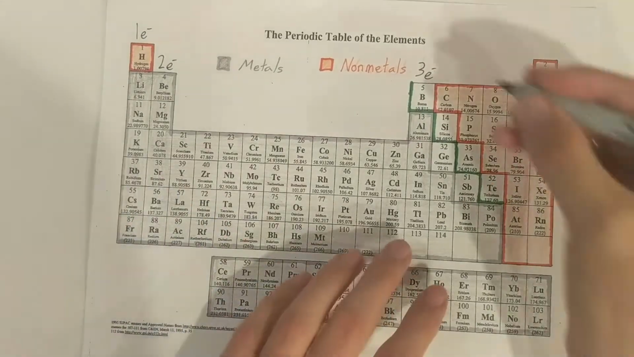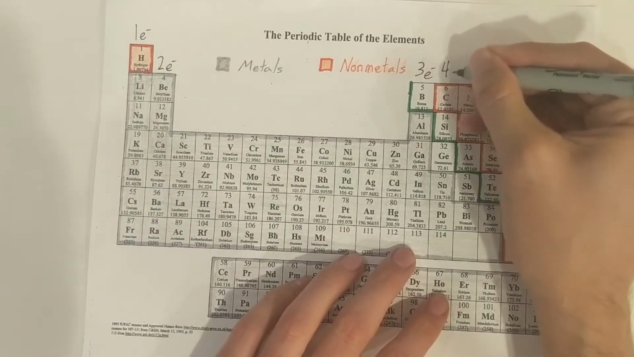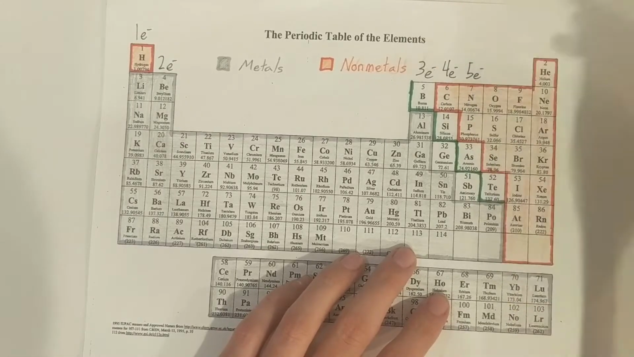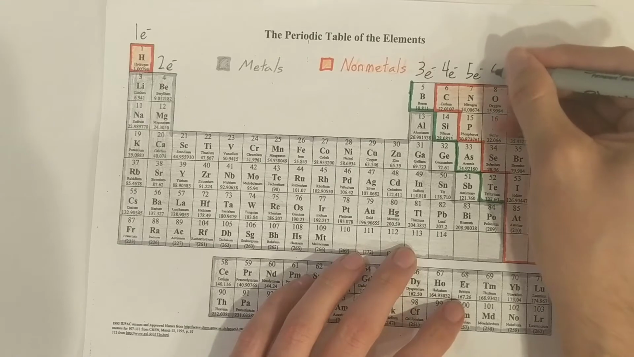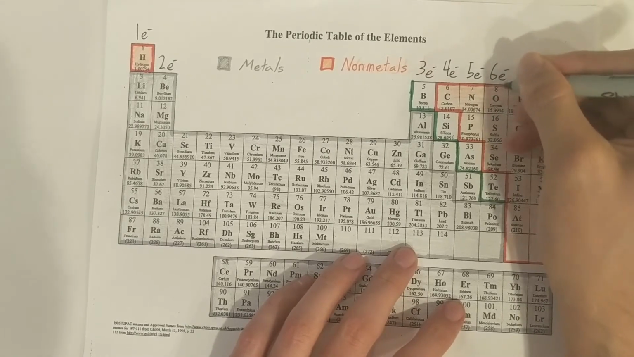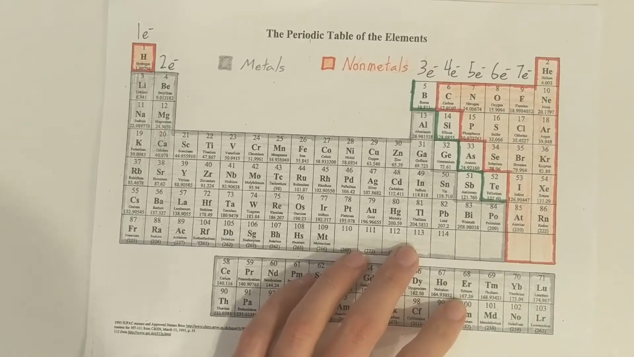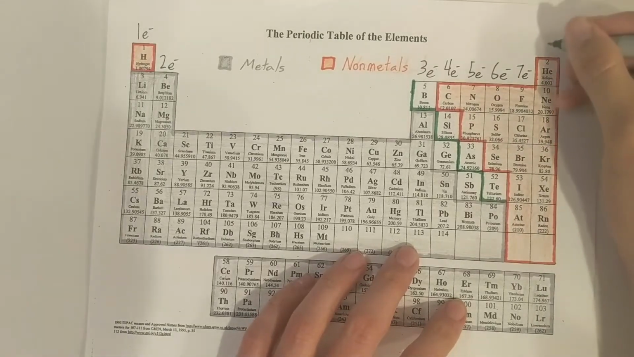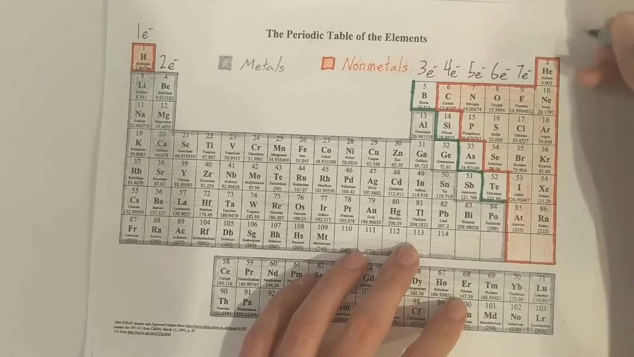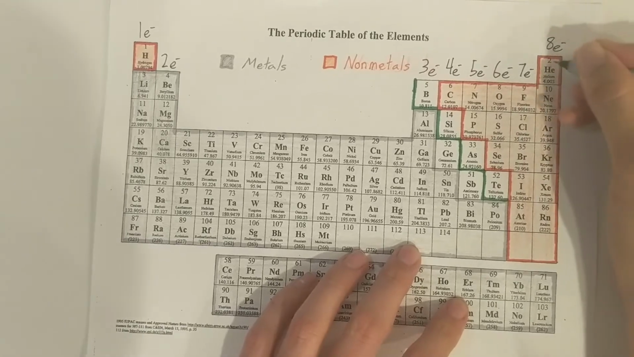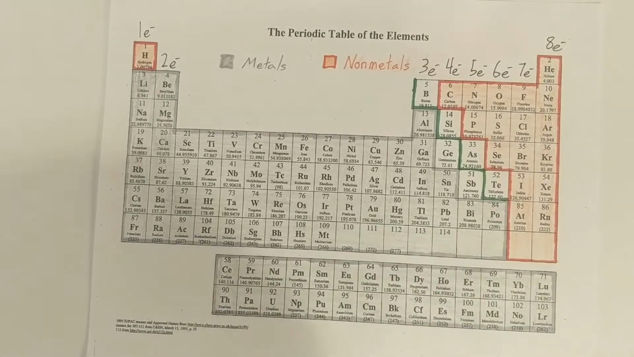we're going to have 3 valence electrons, 4 valence electrons, 5 valence electrons in that group. Group 16, 6 valence electrons. Group 17 would be 7. And group 18 would be 8 valence electrons, except helium, which just has 2.